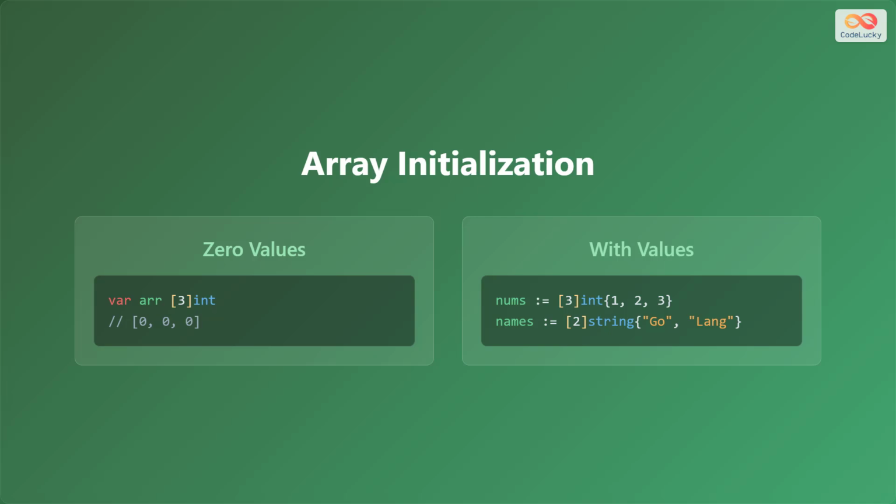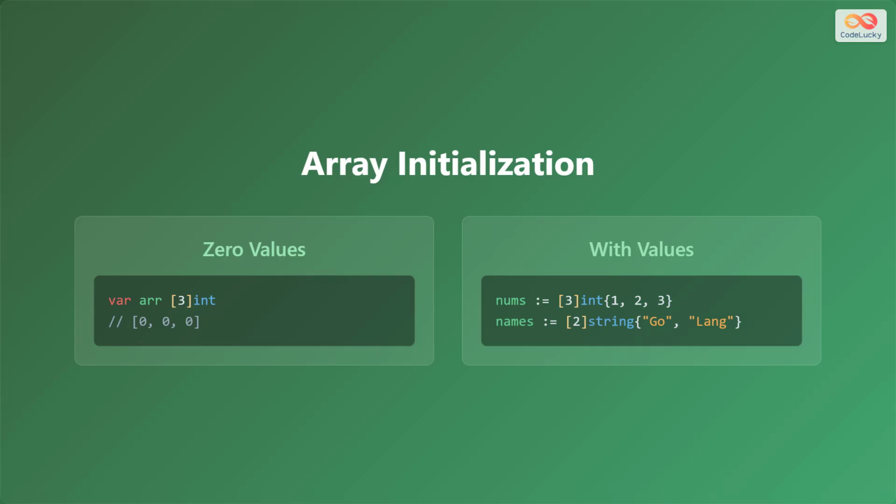Now, let's look at how to initialize arrays in Go. One way is to initialize it with 0 values. For example, var arrayName [3]int. This will create an array named arrayName of size 3, where all the elements are initialized to 0.